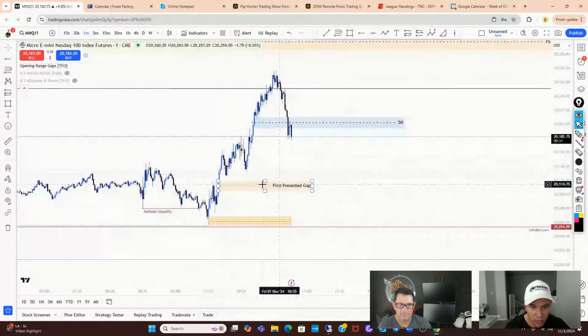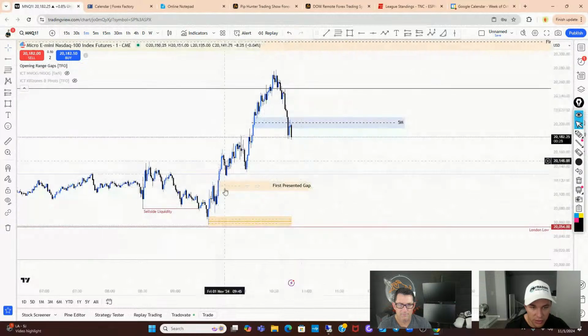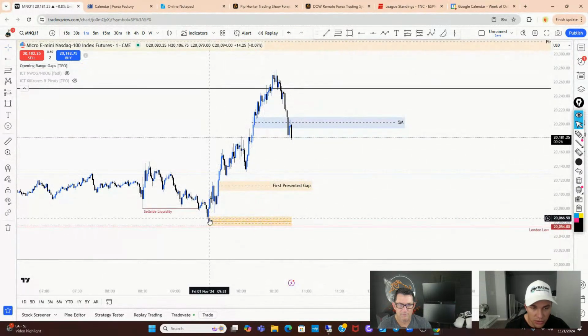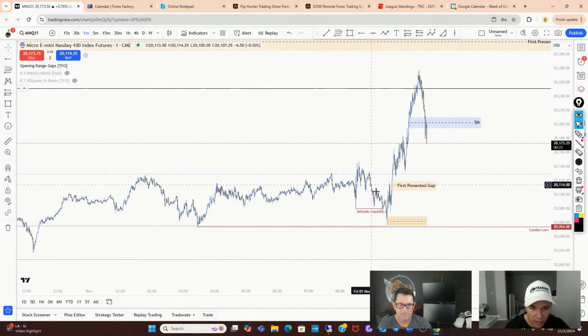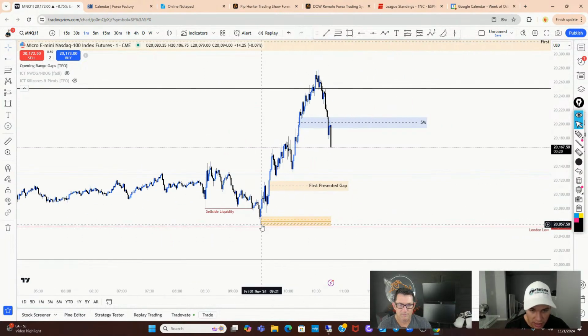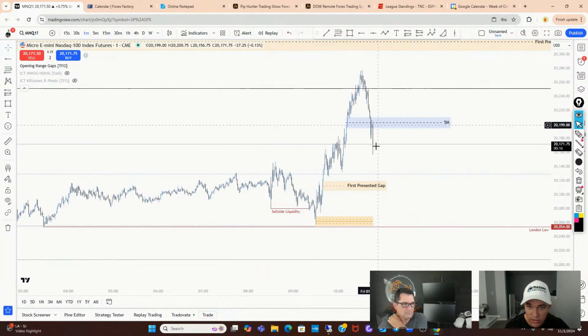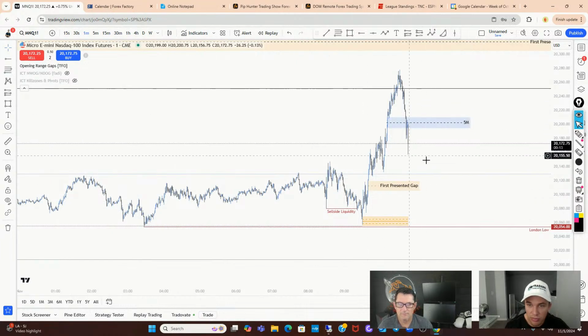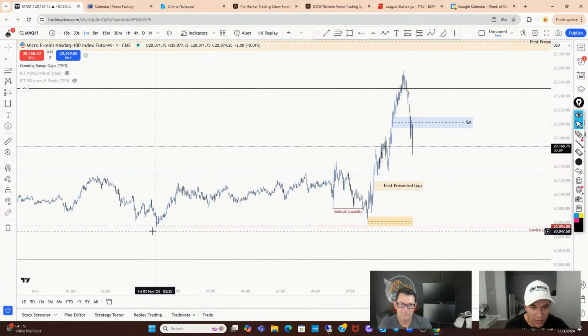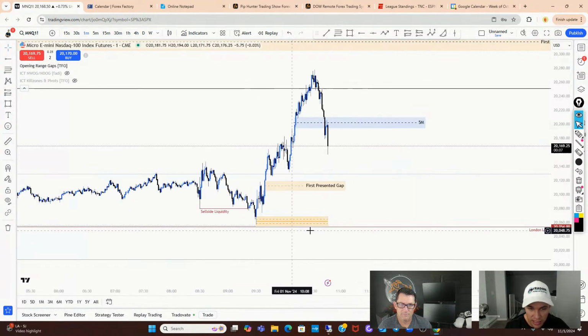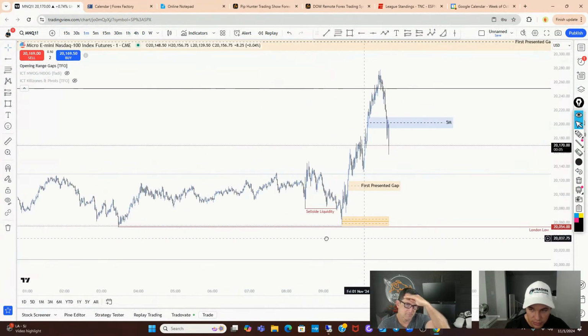We also had this morning our first presented gap that was unfilled, with our opening range gap also unfilled. Okay. And what we have is the London low. Price came back and created a higher low. So we could see a reversal. And that could be another possibility: if price delivers a reversal to the downside, this London low becomes a key area of sell side liquidity that I would be hunting.